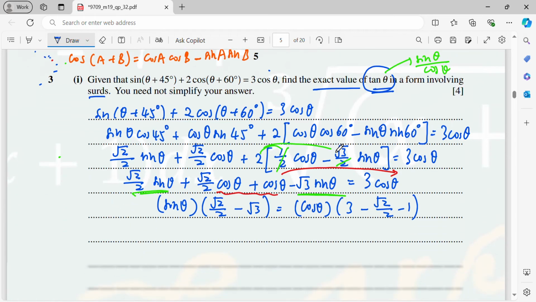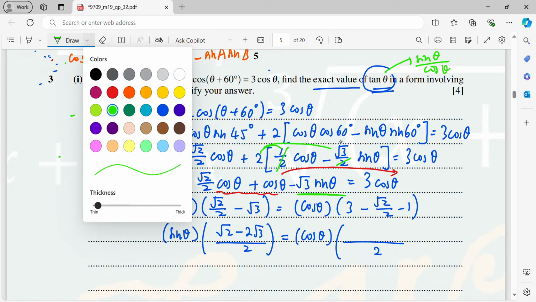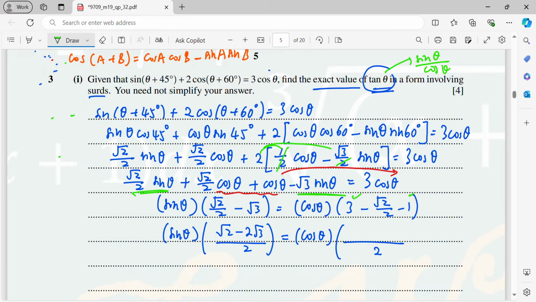Okay, so now I will get the same denominator for left and right side. That means it's over 2. So from here, I will be getting sin theta multiplied with over 2. So square root 2 minus 2 square root 3, because you multiply the square root 3 by 2 over 2. Then for the right side, get the over 2, right, for all the terms. But then before that, I will simplify the first and last term. So 3 minus 1 is going to be 2. So I will get 2 times 2, that is 4 minus square root 2.